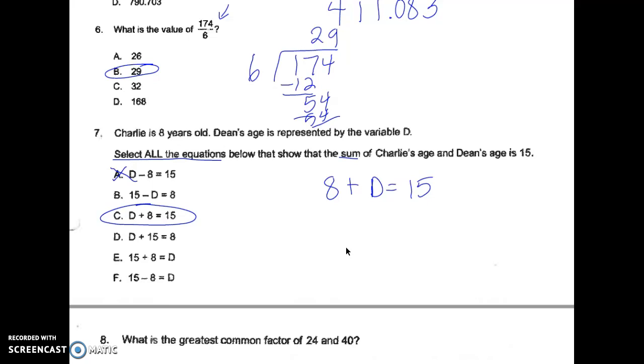15 minus D. Would that one work? Yes. Notice, if I subtracted 15 minus Dean's age, I would get Charlie's age. So yes, that works. What about D? D plus 15 equals 8. No. I'm definitely not going to end up with Dean's age, am I? So I'm going to X that one out. 15 plus 8 equals D. No, that's not going to get me the correct answer either. And what about F? Yes, that one is very similar to B. We're just doing the reverse there.